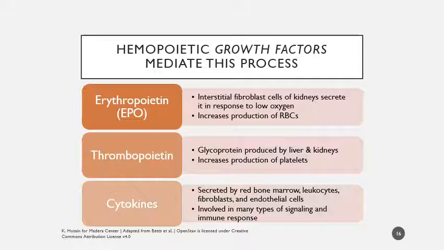And then cytokines. If you've already had the immune lecture, then we've already talked about them. If you have not had the immune lecture, we're going to go in depth on them. But these are a huge range of signaling molecules, and specifically a big family of proteins. Some of them are secreted by red bone marrow, leukocytes, fibroblasts, and endothelial cells, so all sorts of cells involved with lymph and circulation and blood, and they are involved in lots of different types of signaling and immune responses.